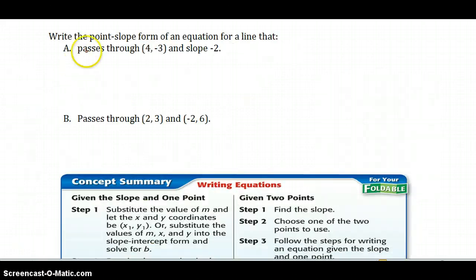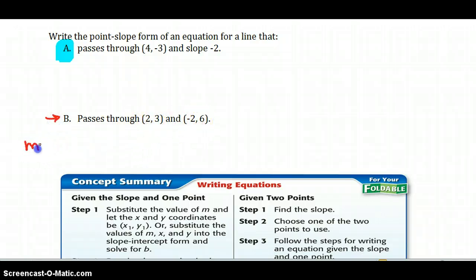Okay, so having said that, I'm going to leave A for you to practice putting it in point slope because they've given you a point and a slope. And I'm going to work B with you because this one's a little bit different. They did not give you the slope.